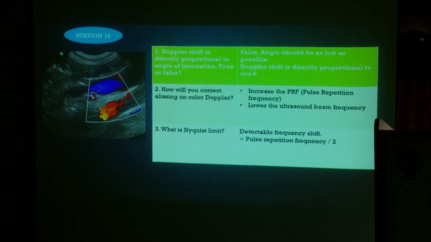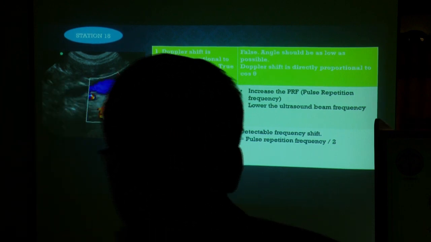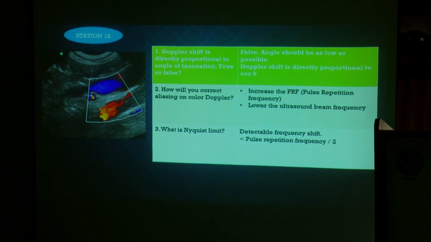How will you correct aliasing on color Doppler? By increasing the pulse repetition frequency and lowering the ultrasound beam frequency. So increasing the PRF is important. What is the Nyquist limit? The maximum detectable frequency shift is called the Nyquist limit.